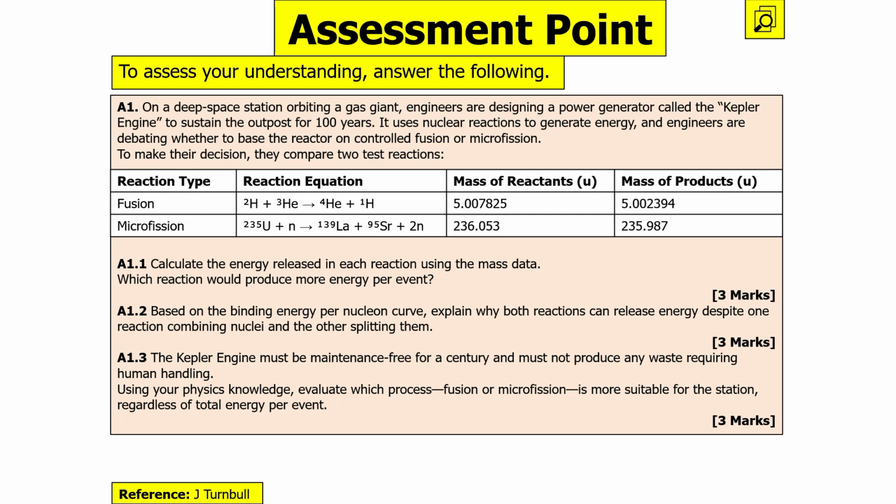Based on the binding energy per nucleon curve, explain why both reactions can release energy despite one reaction combining nuclei and the other splitting them. The Kepler engine must be maintenance-free for a century and must not produce any waste requiring human handling. Use your physics knowledge to evaluate which process, fusion or microfission, is more suitable for the station, regardless of the total energy per event. So pause the video now, then unpause the video when you want to go through your answer.